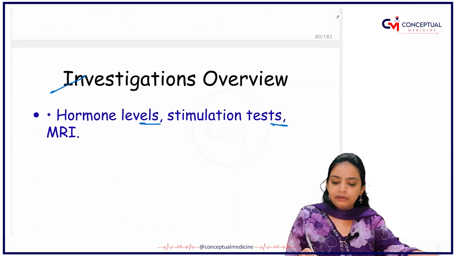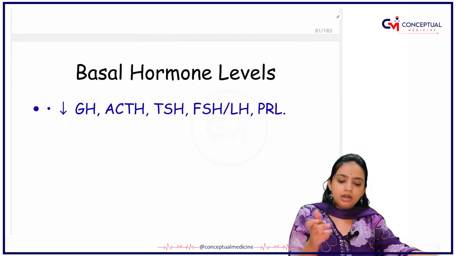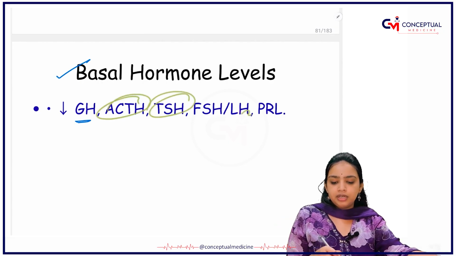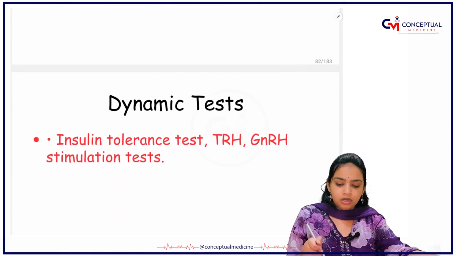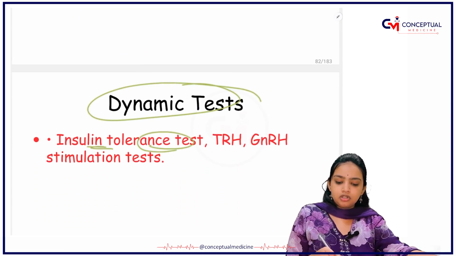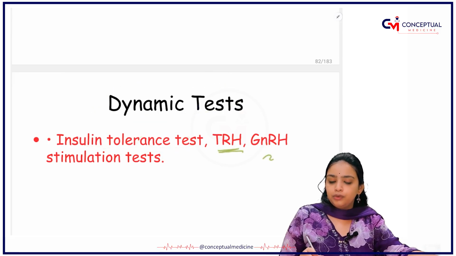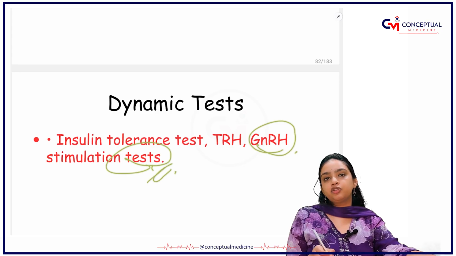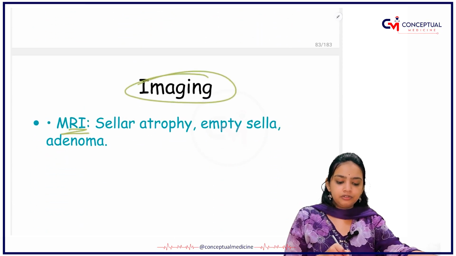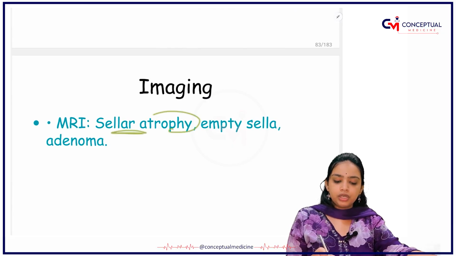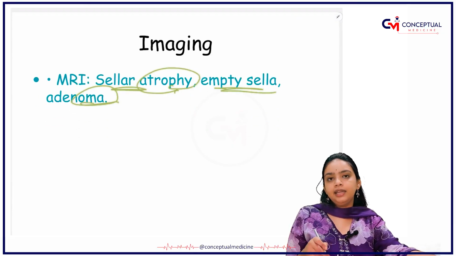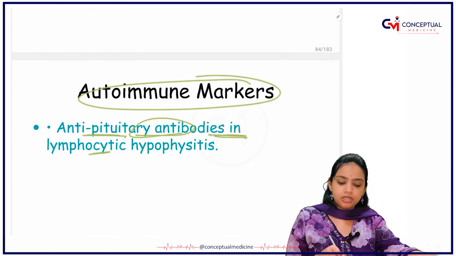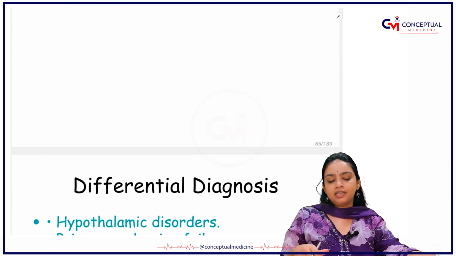Investigations, you have to check the hormone levels, do stimulation tests and an MRI. Basal hormone level, you are able to see that there is a decrease in the GH level, ACTH, TSH, FSH and PRL levels. In the dynamic testing, there is the insulin tolerance test that you will do. You will see the thyroid regulating hormones level, GnRH level, and you will do the stimulation test. Next, in the imaging, the first thing is MRI. In MRI, you are able to see sellar atrophy, empty sella and adenomas. In the autoimmune markers, you are able to see anterior pituitary antibodies in lymphocytic hypophysitis.